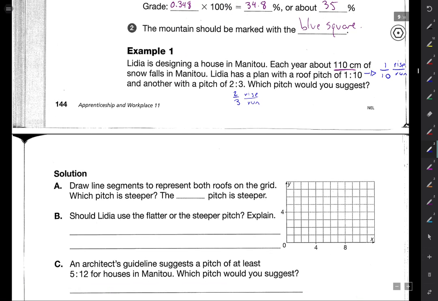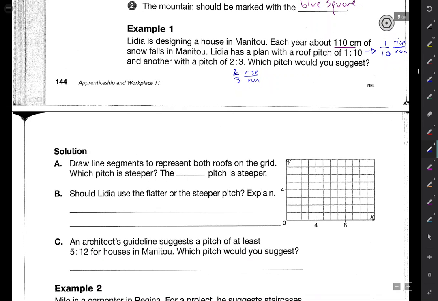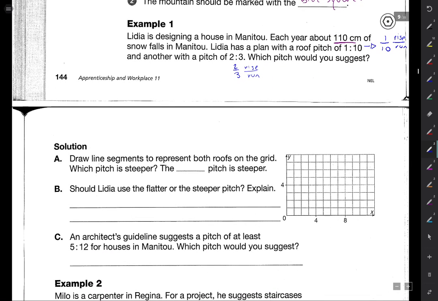So if we're using this little graph here, let's just graph them and see which one is a steeper slope. We're going to start by making a line segment anywhere on the graph. It doesn't matter where you start. So let's start the first one right here.